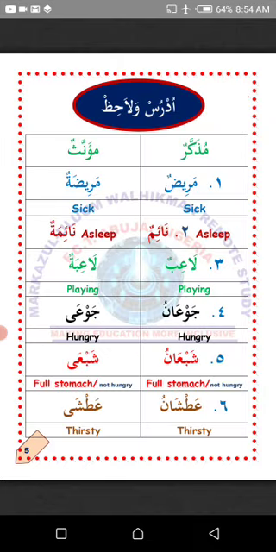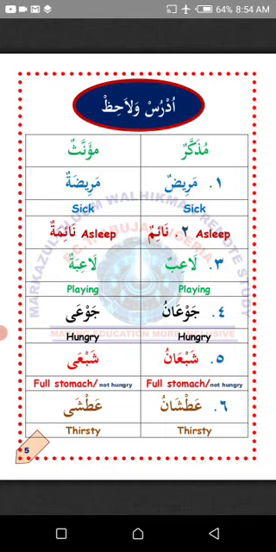Udrus, study. Walahis, and observe at the same time. Mudhakkar: this is a word in Arabic that represents a male person or a male object. Mu'annath: this is a word in Arabic that represents a female person or a female object.